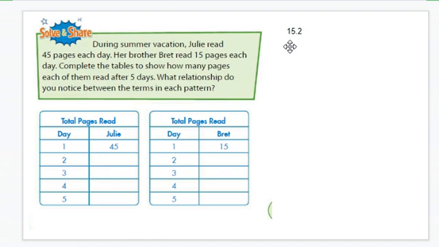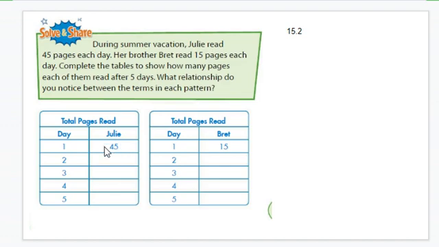During summer vacation, Julie read 45 pages each day. Her brother Brett read 15 pages each day. Complete the tables to show how many pages each of them read after 5 days. What relationship do you notice between the terms in each pattern?